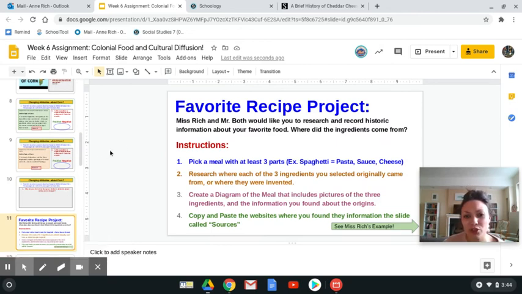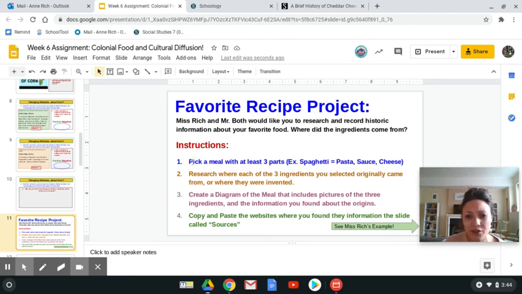Now we've come to the favorite recipe project. I'm super excited about this because I had so much fun doing a project about my personal favorite dinner of all time. So this is how the favorite recipe project is going to work. We want you to research and record information about the history of your favorite food. Where are the ingredients going to come from?